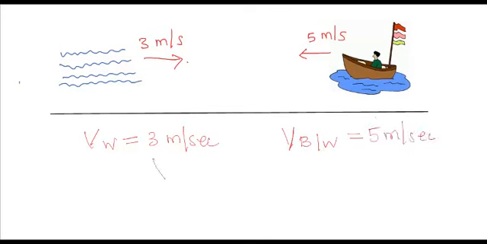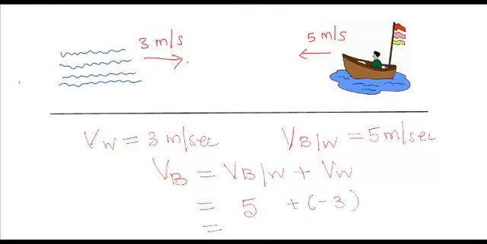Now if you have to find the velocity of the boat, velocity of the boat is nothing but velocity of the boat in the still water, plus velocity of the water. Right? Here, this is happening in the opposite direction. It is happening upstream. So velocity of the boat in water is 5, and plus this is in the opposite direction, you can take -3.